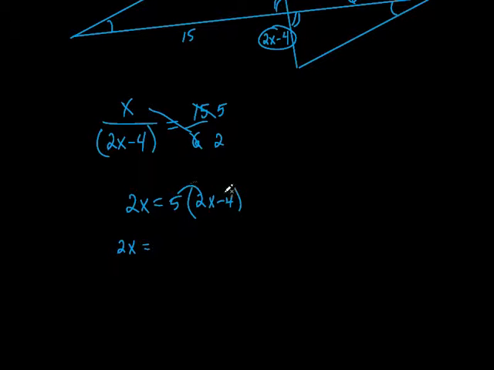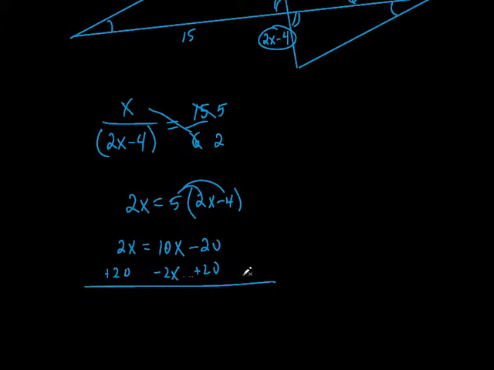So now go ahead and distribute. So that's going to be 10x, and this is going to be minus 20. Subtract 2x from both sides. I'm going to add 20 to both sides. Forgot to show the minus 2x there. Okay, so that cancels. That cancels. I get a 20 over here. 10x minus 2x is 8x. Divide by 8. And x is whatever that is.